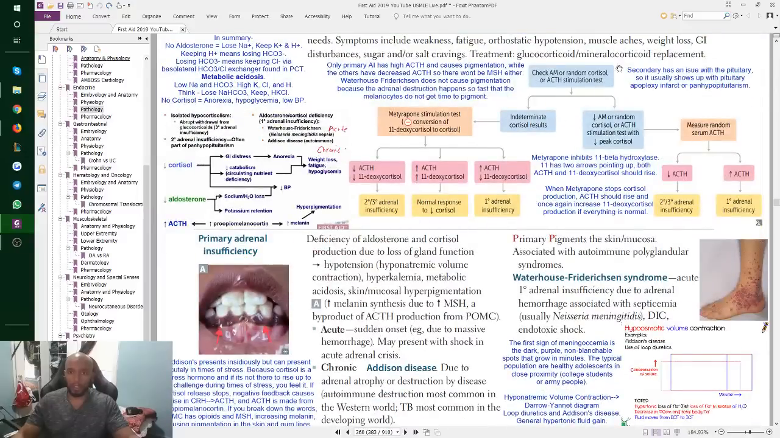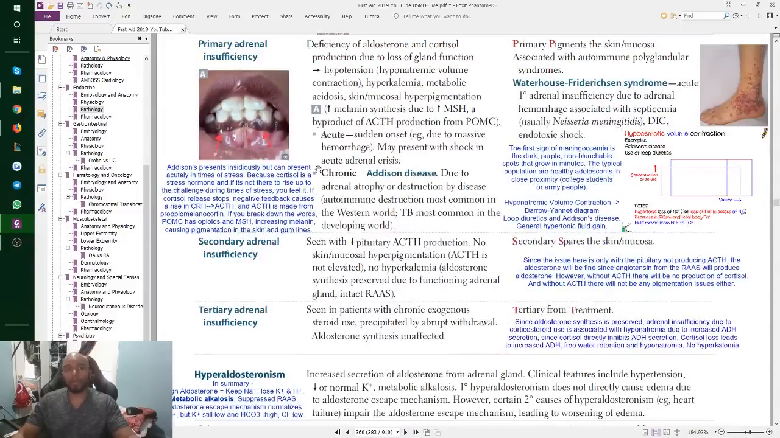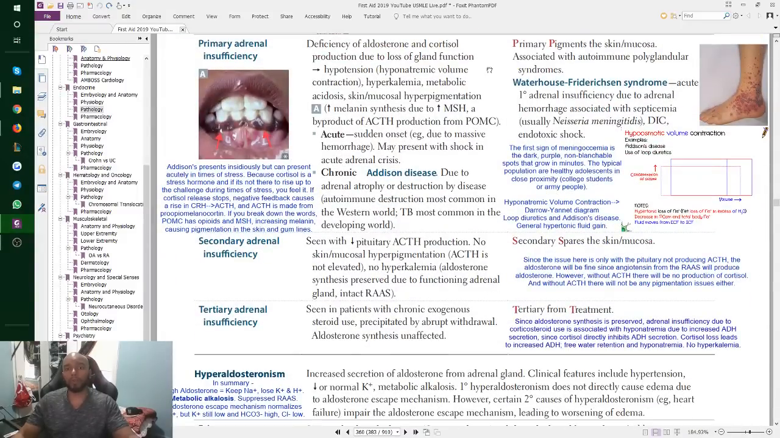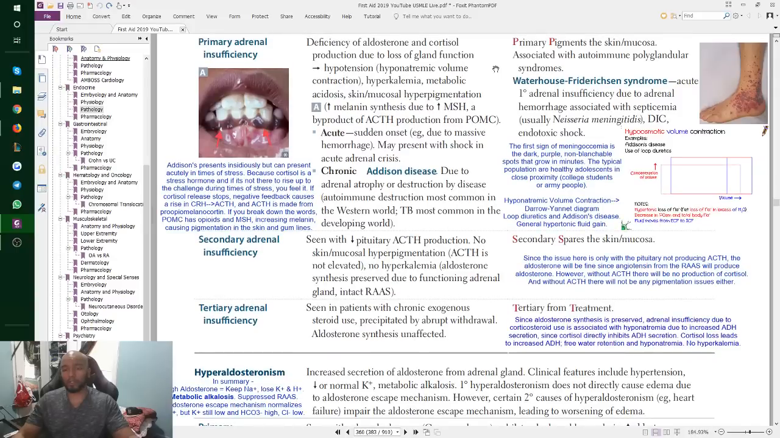So let's get into it, and I'll come back to this table up here. So primary adrenal insufficiency is a scenario where your adrenal gland just isn't working. Your adrenal gland is unable to make aldosterone and make cortisol and any of that stuff. You're just not making it. Androgens are a whole different scenario, and we're going to see a little more about that soon. But what we're really focusing on here with adrenal insufficiency is the cortisol and aldosterone. So in primary adrenal insufficiency, you have a deficiency of aldosterone and cortisol production due to loss of gland function.